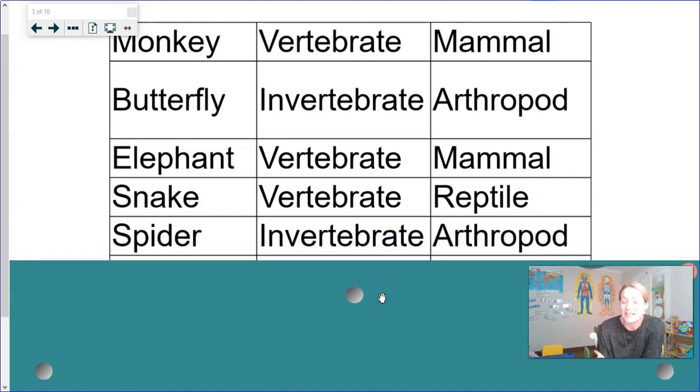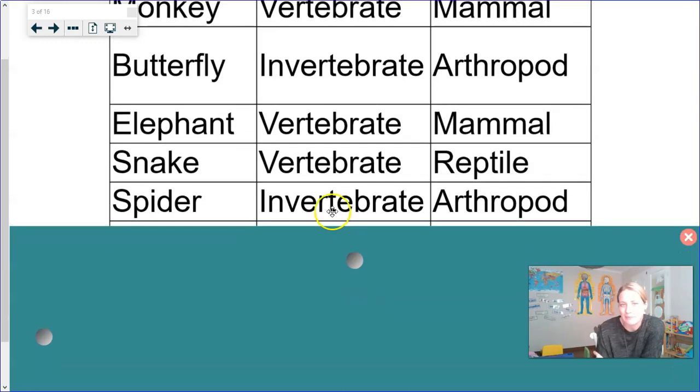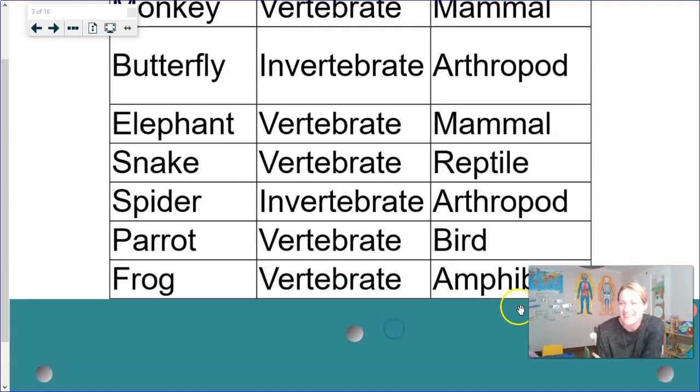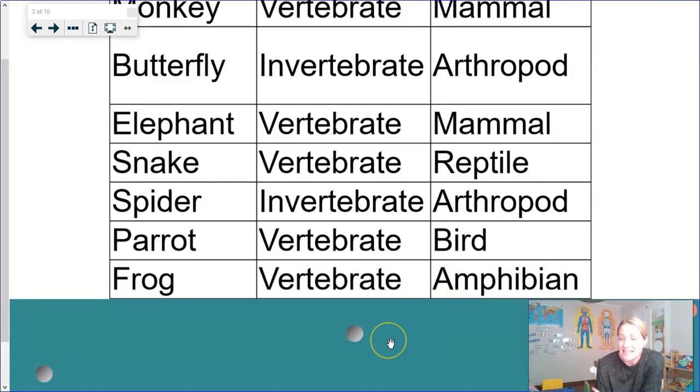The next animal in the story was the spider. The spider is an invertebrate. It is an arachnid and falls under the arthropod family. We then met the parrot. A parrot, obviously having claws and feathers, is a bird and it's a vertebrate. Then came the frog. And it even said, again in the story, it was slimy and green. And remember, it showed a picture of it living near a lake or stream. A frog is an amphibian, a vertebrate.